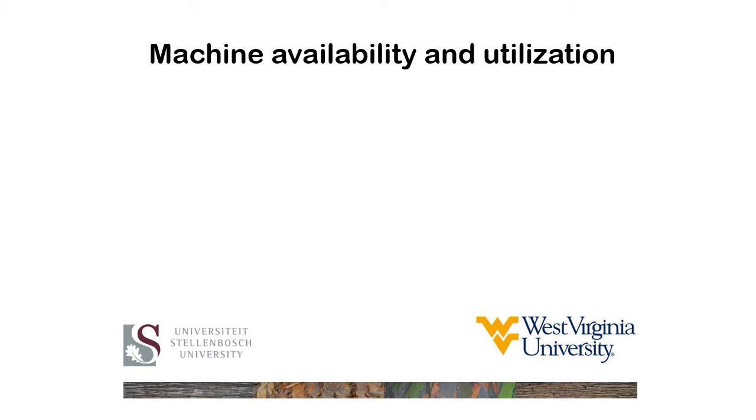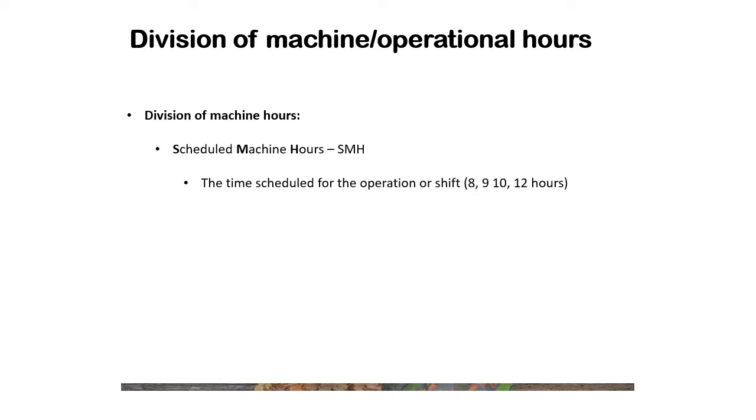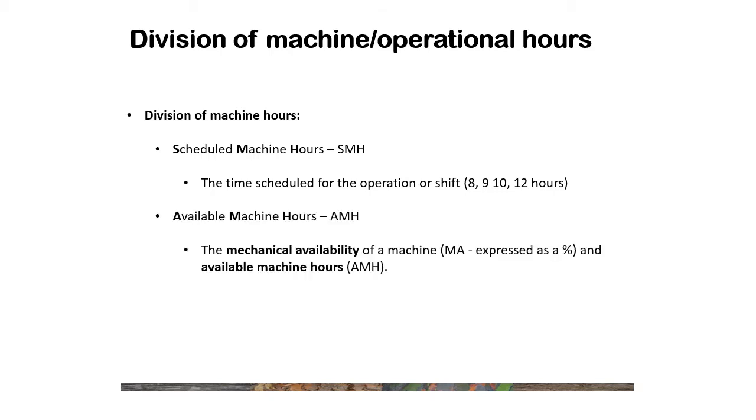In this component of the course, we deal with the availability and utilization components of the division of time. In terms of dividing machine hours or operation hours, we can divide them into scheduled machine hours, SMH, or scheduled hours, which is the time scheduled for the operation or the shift, 8, 9, 10, or 12, or whichever number of hours you have allocated for a shift.